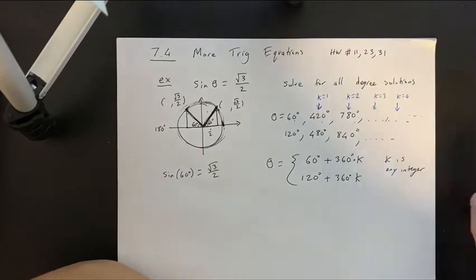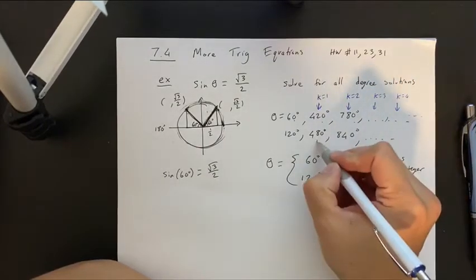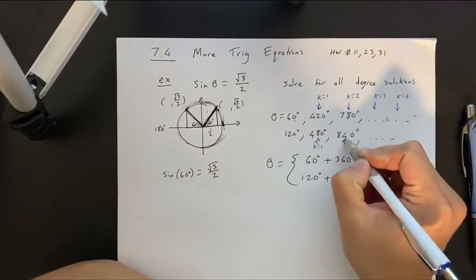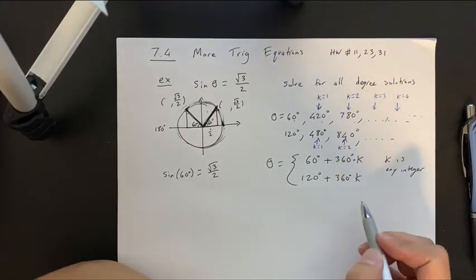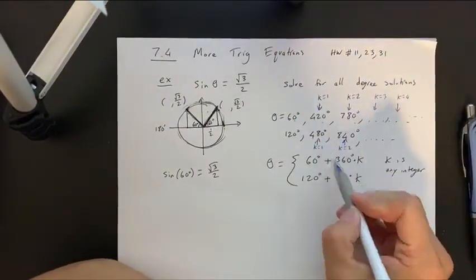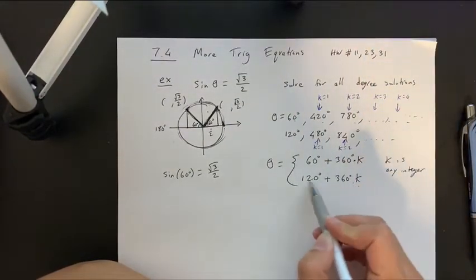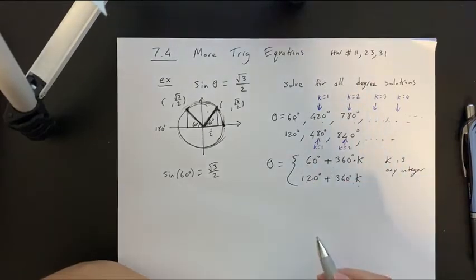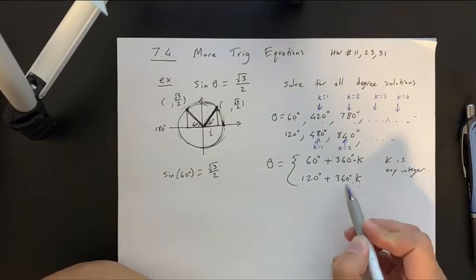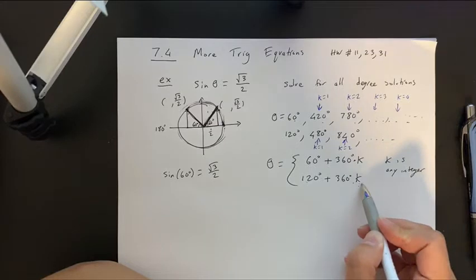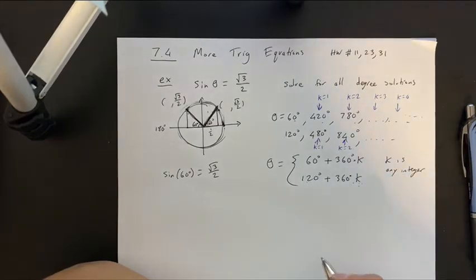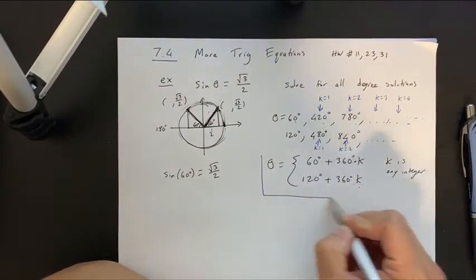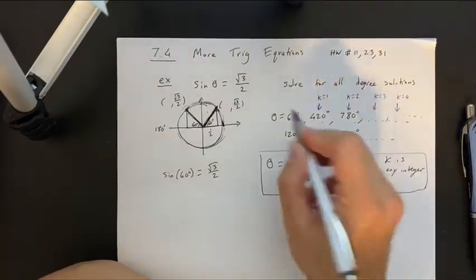So for example, this 420 is when k is 1, and this 840 is when k is 2. So when k is 1, you take 360 plus 120 and you get 480. When k is 2, you take 360 times 2, which is 720. You add that with 120 and you get 840. So this here would represent this infinite list.